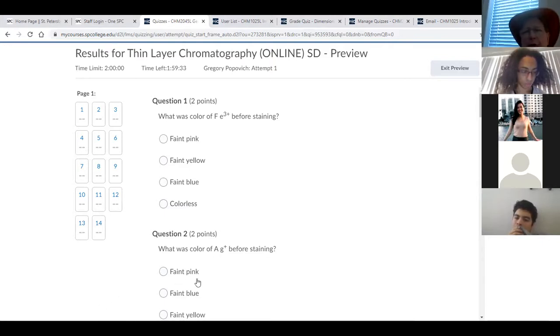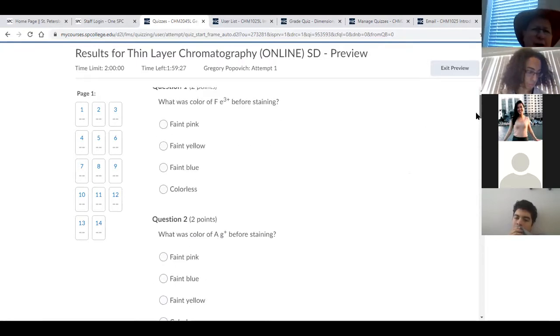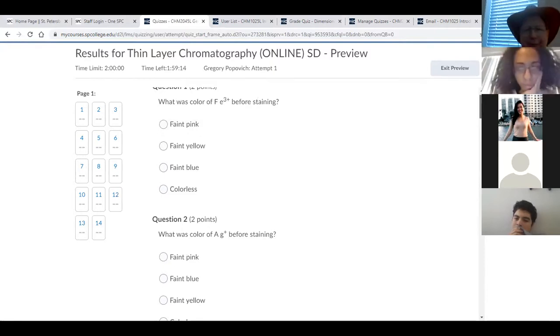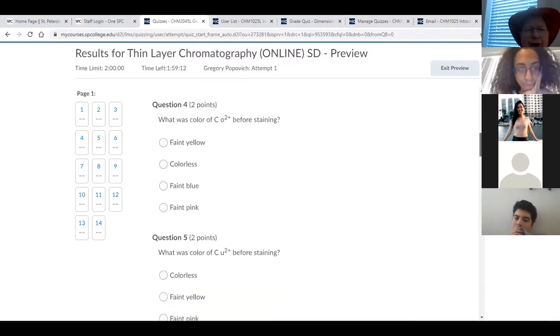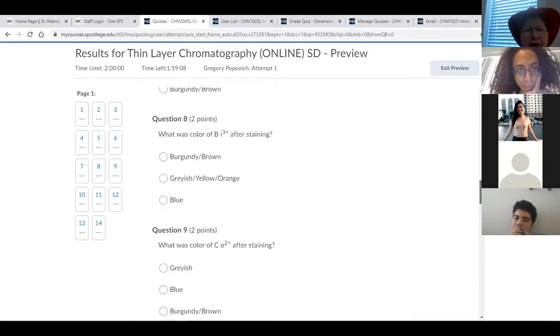You're going to be asked, 2 points each, the color of the individual ions before staining. And naturally, it's Dr. Musgrave, so they're not going to be in order, so be careful. I believe the order of the data table starts with silver, so naturally he's going to start with something other than silver. The first 5 questions are the colors before staining, then the next 5 are the colors after staining.